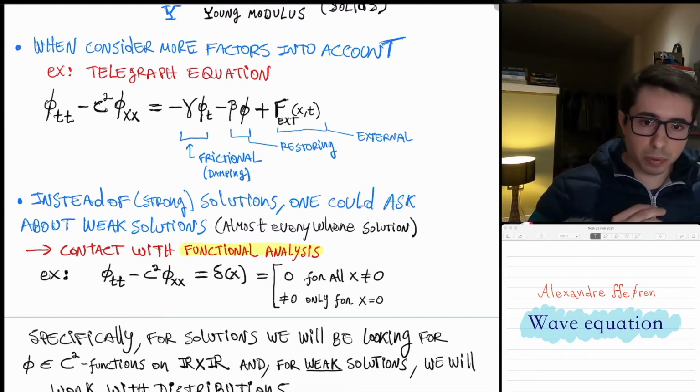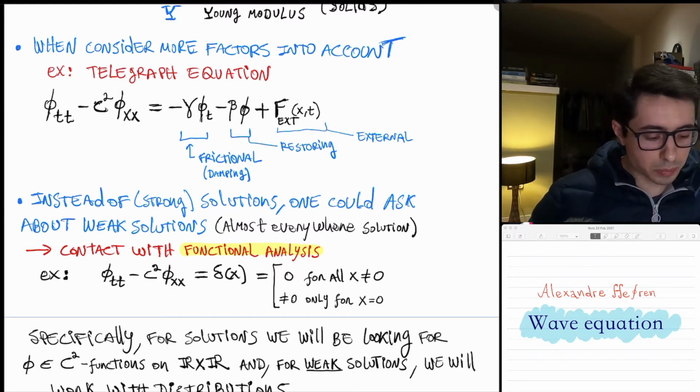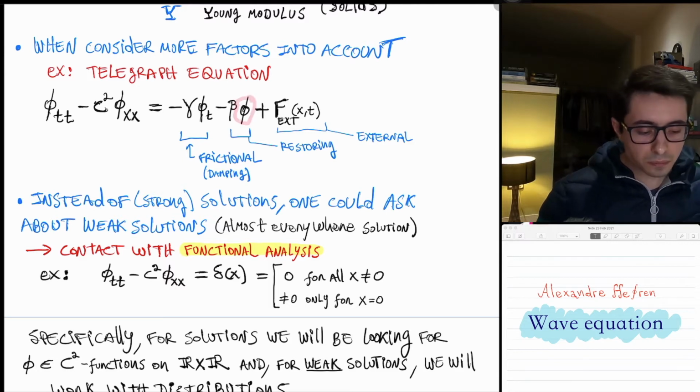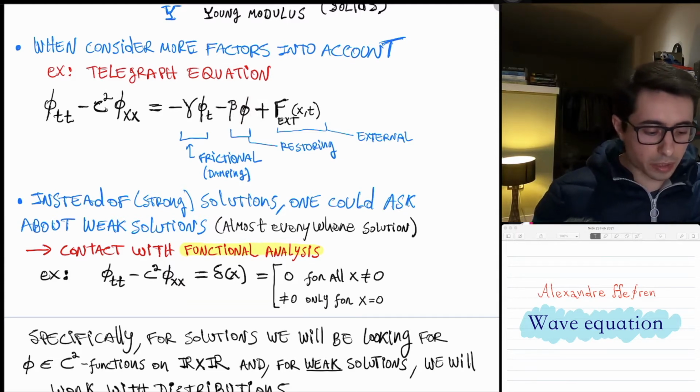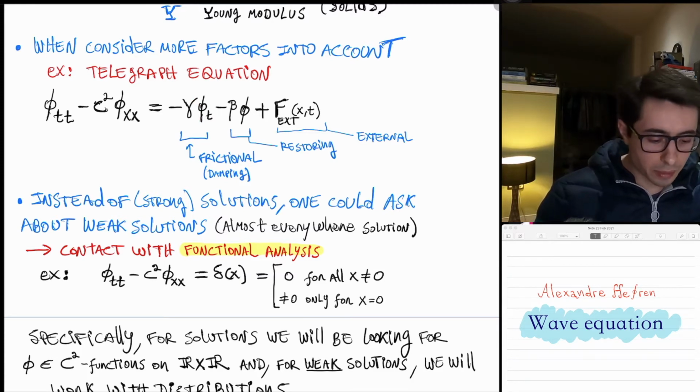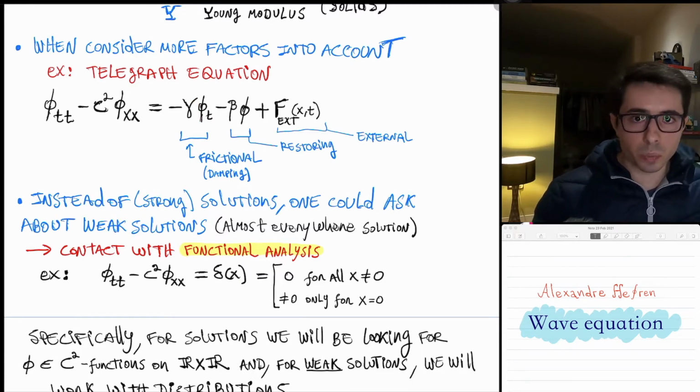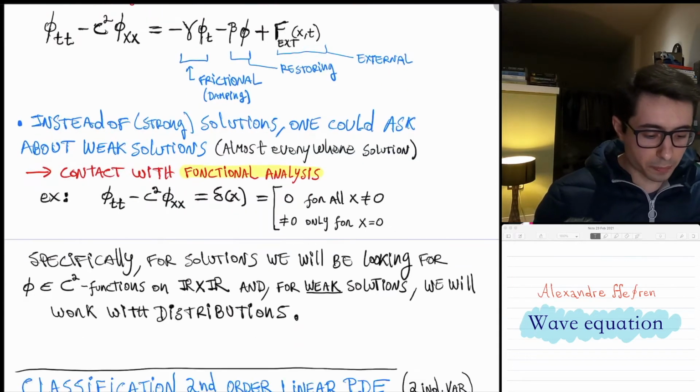So it's proportional to the displacement. And here is our displacement. We can also have something frictional or damping, which is proportional to the velocity of phi, so phi of t. And all these factors together, we would have something more general. In that case, we have what's called the telegraph equation, which is a more general wave equation.